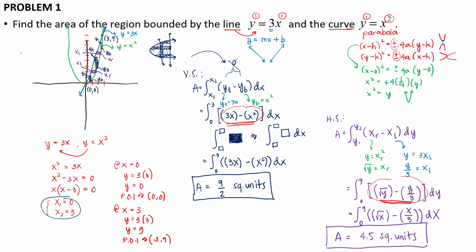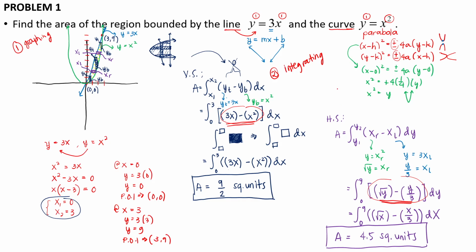Okay, notice that there are two portions, the graphing, and then this one is integrating. The graphing portion is taking up a lot of time again compared with the integrating aspect of the solution. Of course, when you answer the problem, you only choose one method, either vertical strip or horizontal strip.